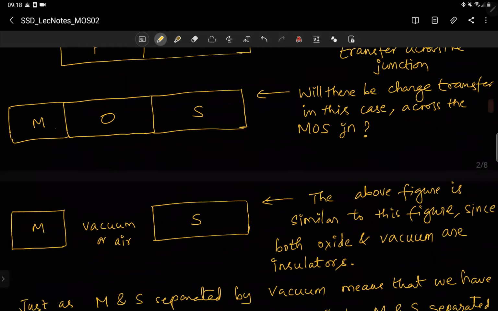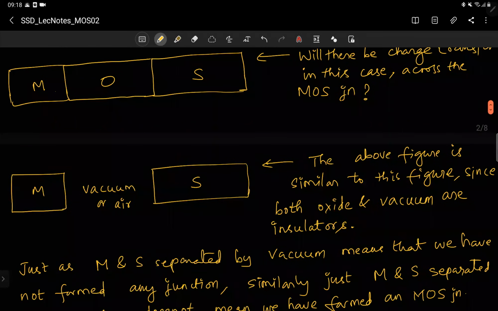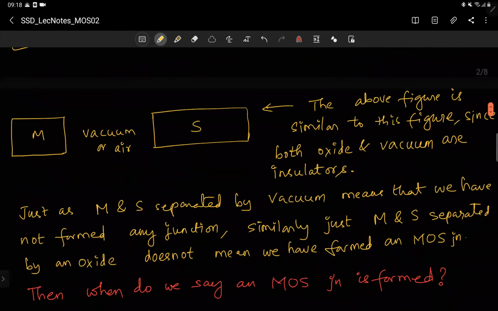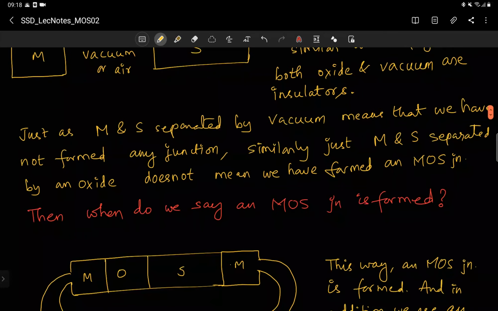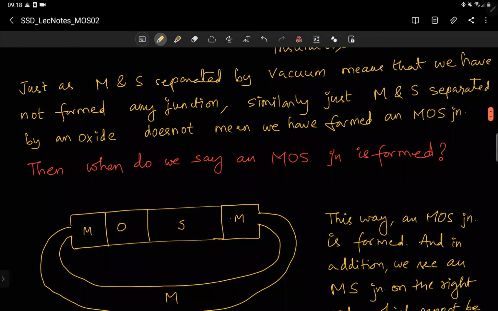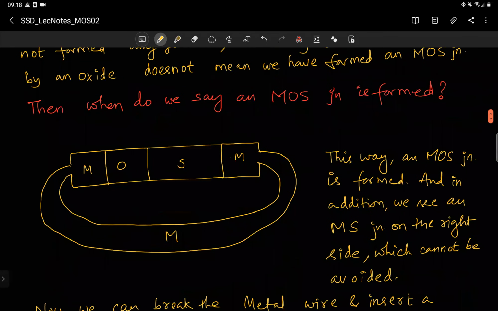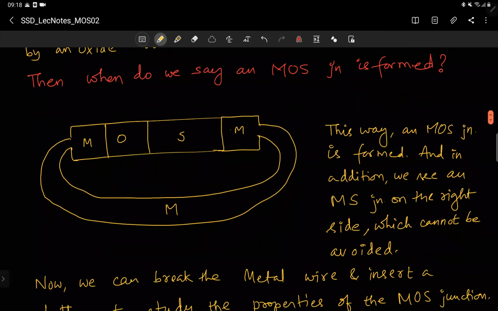It doesn't mean anything. The metal and semiconductor can still be treated as separate. Then what is the meaning of a charge picture, all that? Just as M and S separated by vacuum means that we have not formed any junction, similarly, metal and semiconductor separated by an oxide does not mean we have formed an MOS junction, because they are not interacting at all. Then when do we say an MOS junction is formed? So this is the MOS junction.